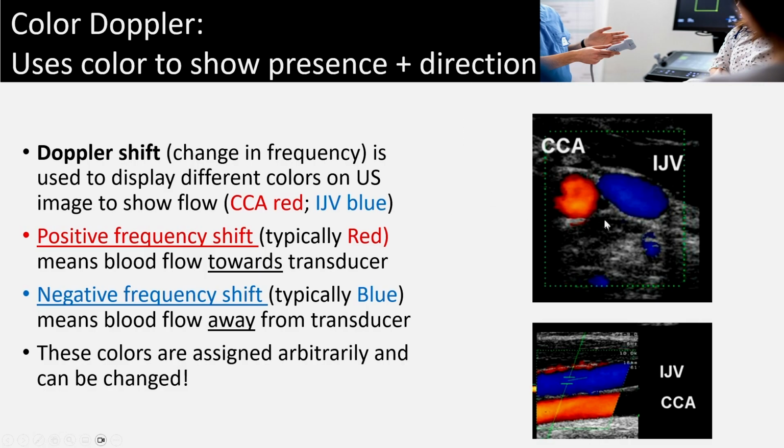Due to Doppler shift, there's a positive frequency shift in the common carotid artery, meaning there's blood flow towards the transducer, which we've given a red color. It could be purple or yellow if you wish, but we've given it red. The transducer is sitting here. This vessel has blood flow away from the transducer, going back to the heart, and so we've designated it blue. Again, we're using Doppler shift to designate various colors to the flow, in this case in the common carotid artery and the jugular vein in the neck. These colors can be arbitrarily aligned and changed, but you will use this to detect and quantitate flow.